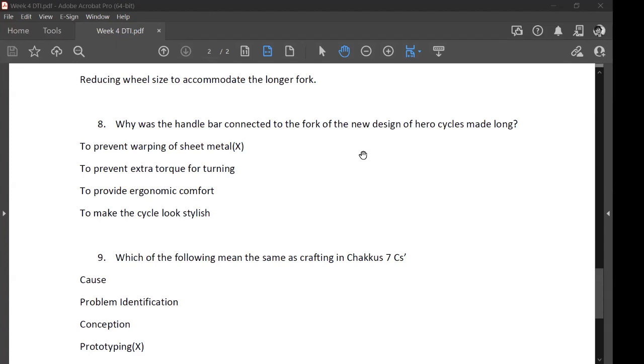So if the basic body of the cycle starts warping, it is also going to change the balance of the cycle. You understand what I mean by changing the balance of the cycle, right? It can also make the cycle more unstable. So if the balance is not exactly centered, even if it's a little bit off, it's going to make it difficult for the rider to keep using the cycle.